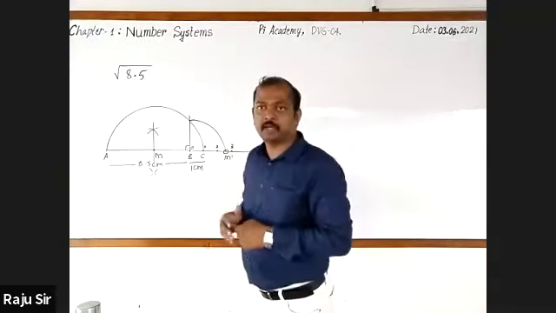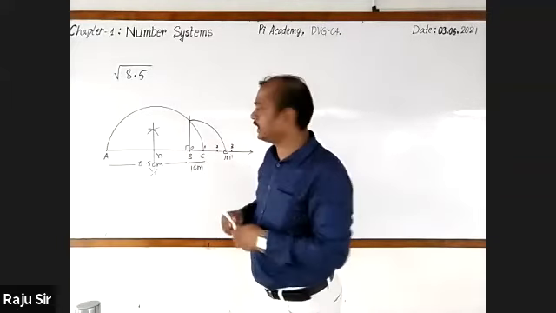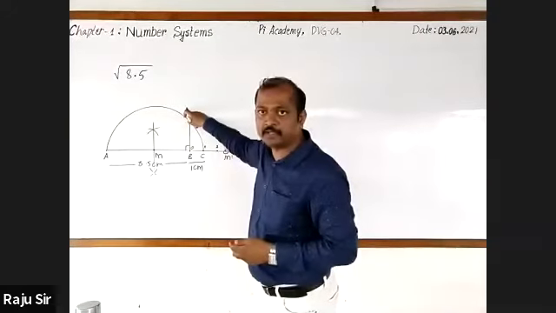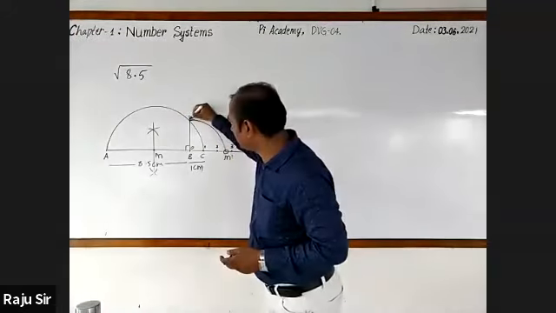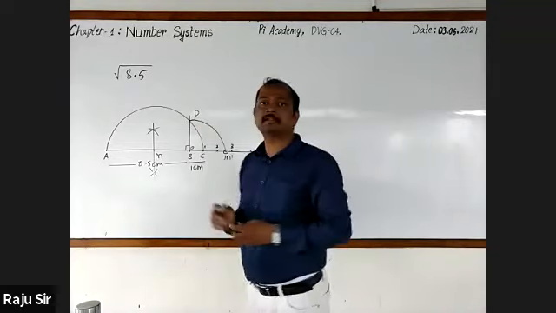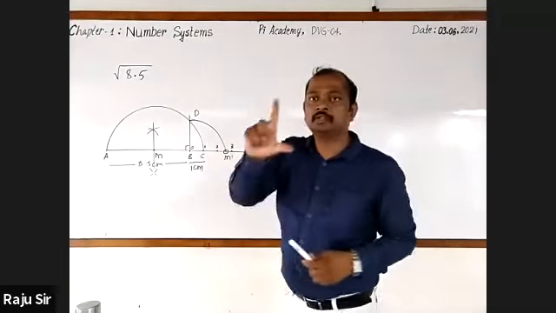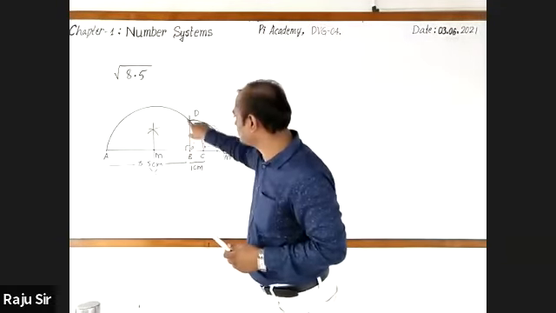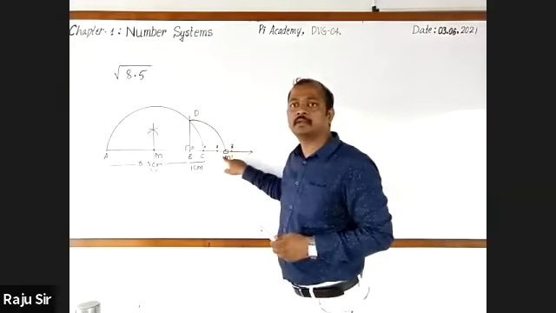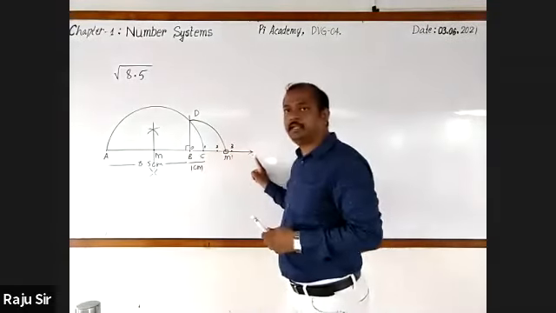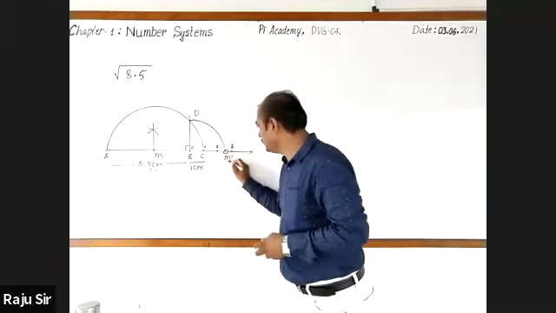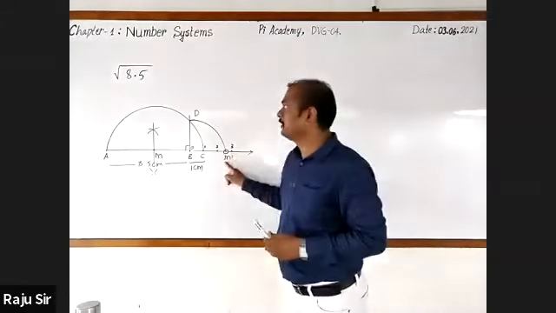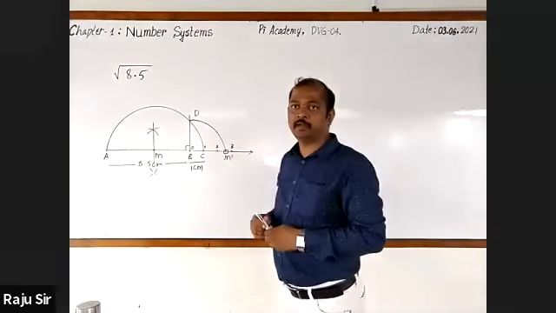Next, at B, you will draw a perpendicular. You will use the protractor and you will mark 90 degrees. Then you will draw a perpendicular. This perpendicular will intersect the semicircle at a point, and you call this point D. Using compasses, you will take a distance of BD. With B as center, you draw an arc which cuts the line at a point. This point is M dash, where M dash represents square root of 8.5.